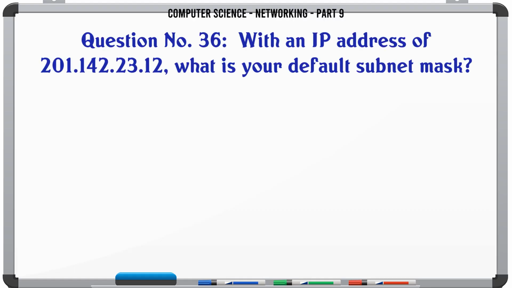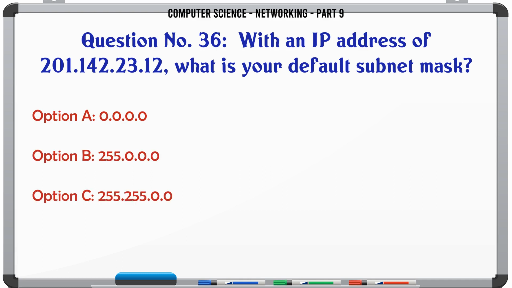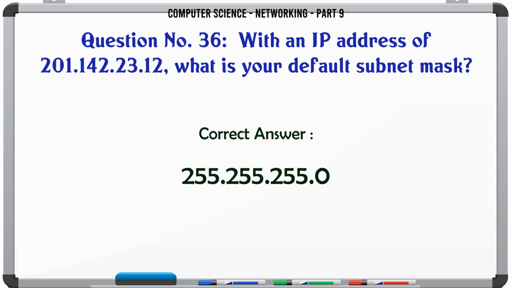With an IP address of 201.142.23.12, what is your default subnet mask? A. 0.0.0.0, B. 255.0.0.0, C. 255.255.0.0, D. 255.255.255.0. The correct answer is 255.255.255.0.